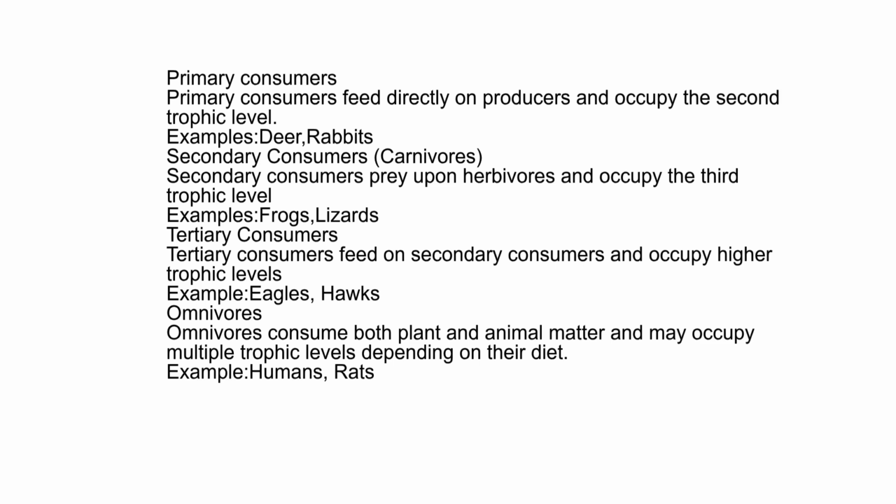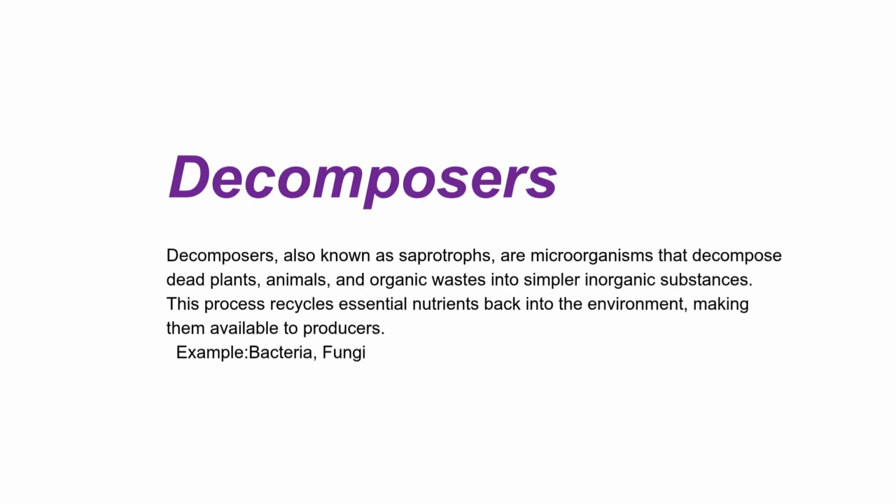Example, eagles and hawks. Next is omnivores. They consume both plants and meat and occupy multiple trophic levels. Example, rat and human being. Decomposers depend on dead and decayed organic matter, example bacteria and fungi.